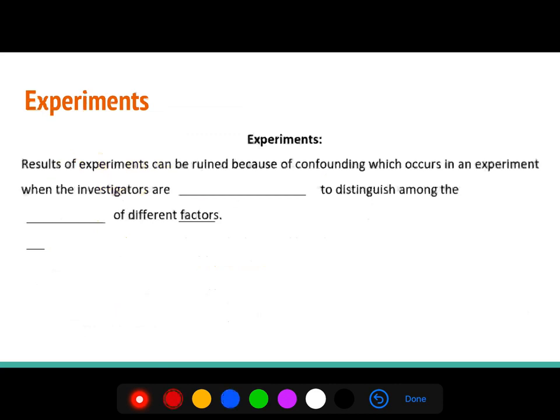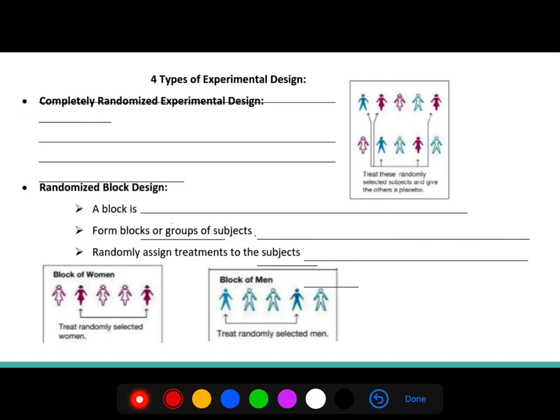Now, observational studies, remember those are where you're not actually doing anything to the subjects. But experiments, sometimes we can ruin those because of some kind of confounding that occurs in the experiment when your investigators are unable to distinguish among the effects of different factors. Maybe there's just no conclusion to be drawn right now because they just can't tell what's causing things.